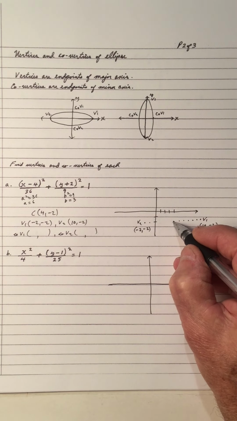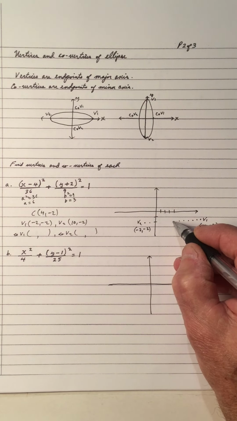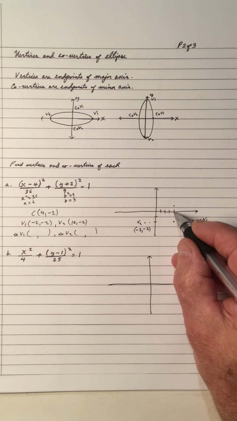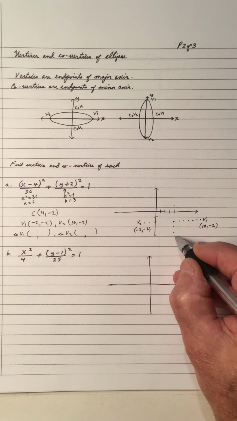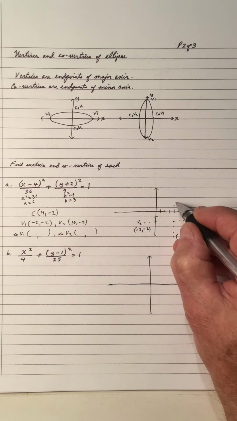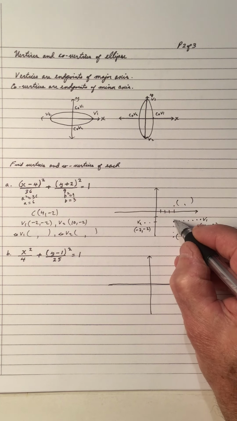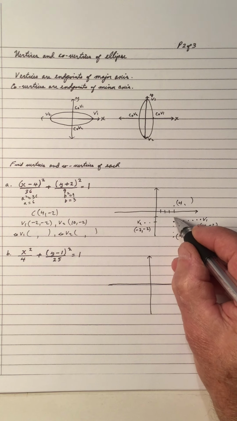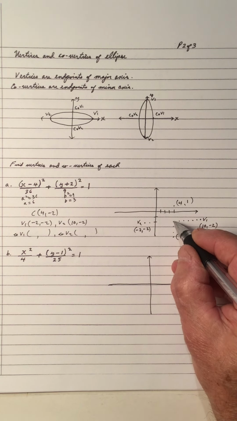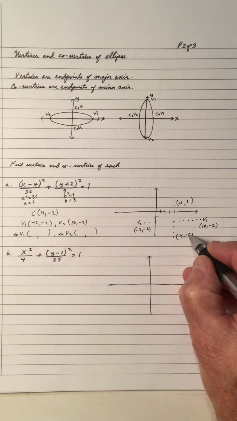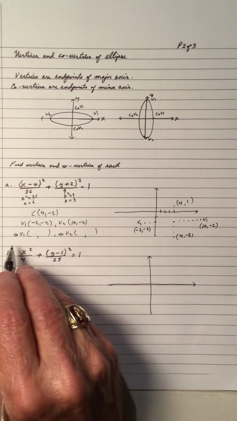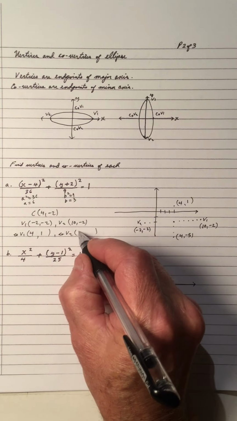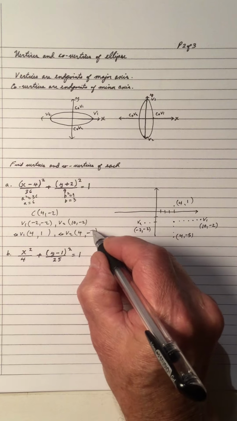So this is the center at -2. So you go 3 up, 1, 2, 3 right to there. And you go 3 down, 1, 2, 3 to there. And so here, the x is 4. So it's a 4 and a 4. So that's -2 going up 3, so that's a 1. And that's -2 going down 3, so that's -5. So the co-vertices are 4, 1, and 4, -5.